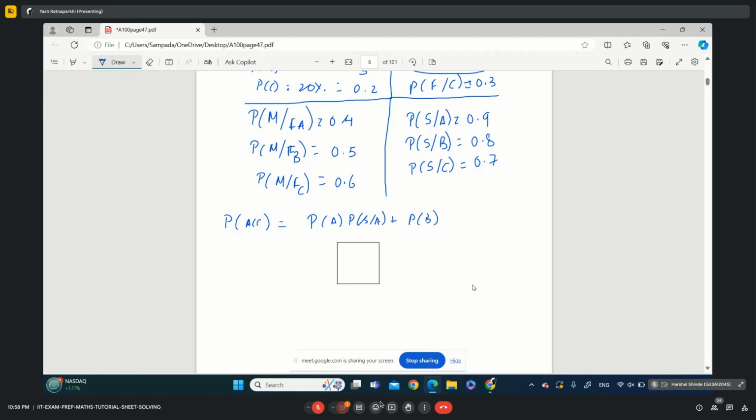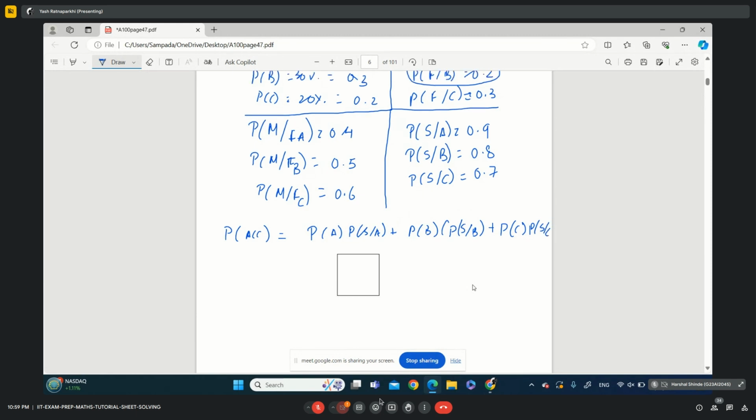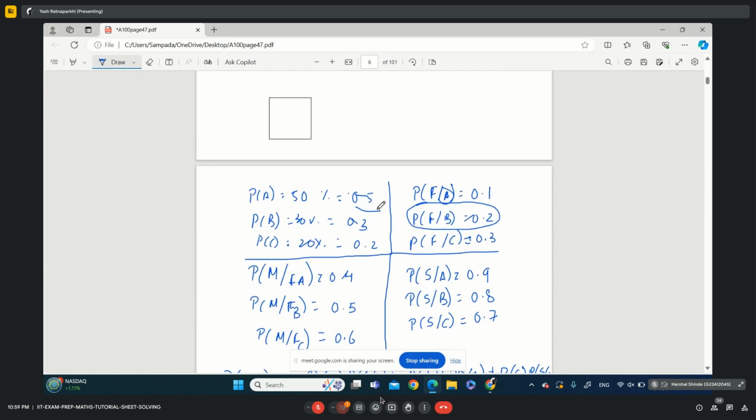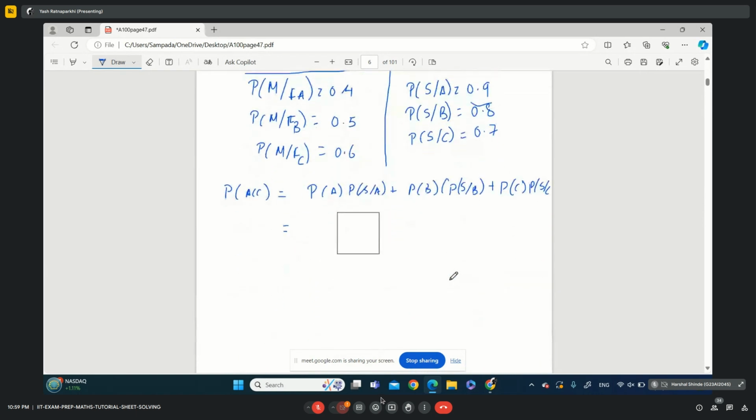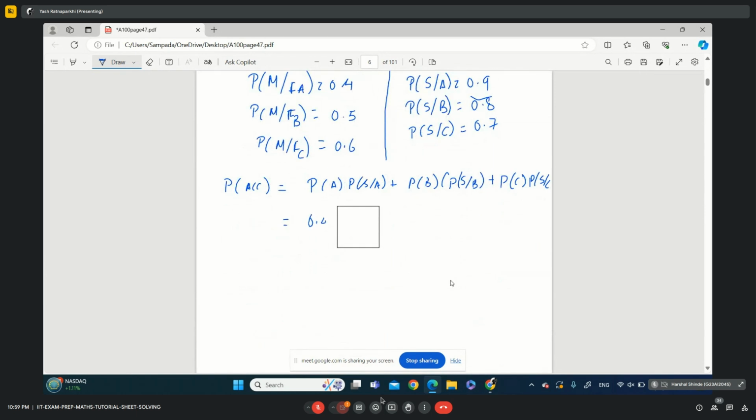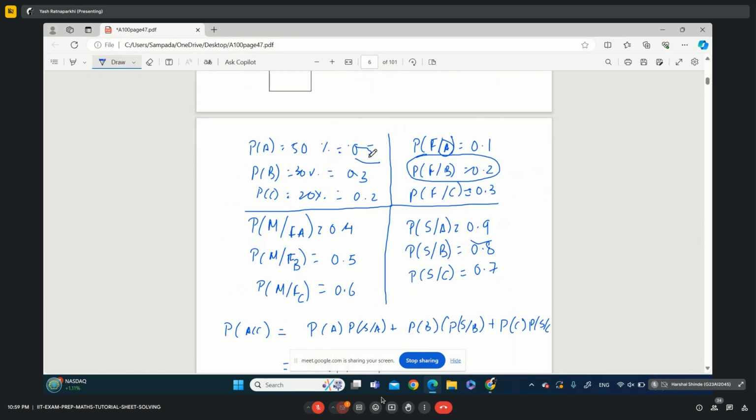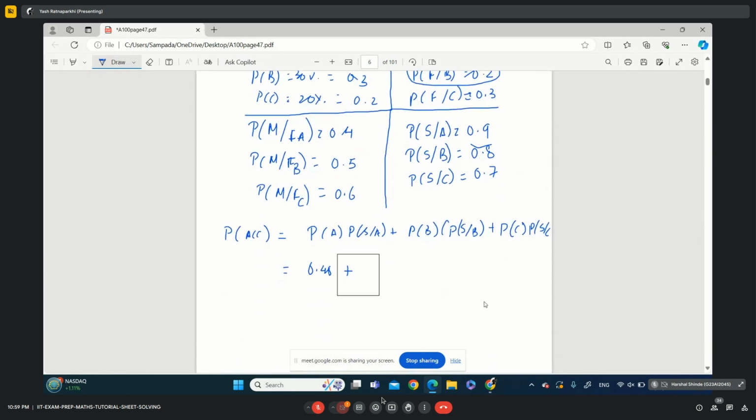Yesterday we solved this kind of question when we were learning the Bayes theorem. We did the probability of complete success or failure. So can I solve it with this? Probability of A is 0.5 and my success probability is 0.9, so 0.9 times 0.5 is 0.45, plus the second part, 0.3 into 0.8 is 0.24, and 0.2 and 0.7 is 0.14.